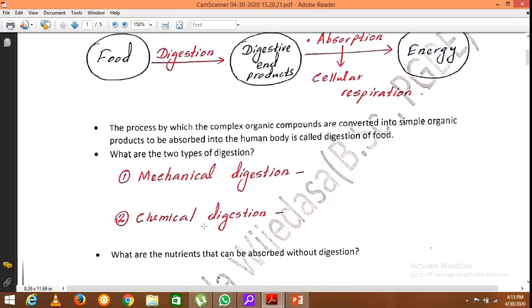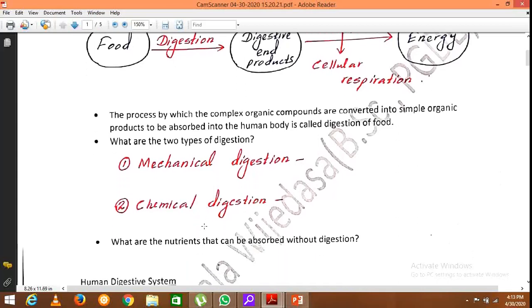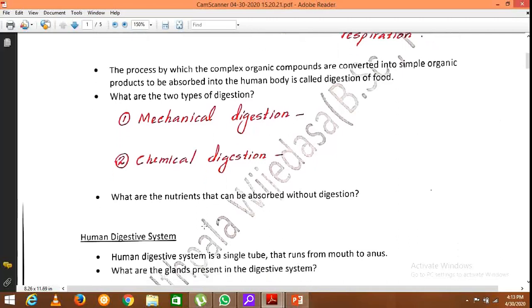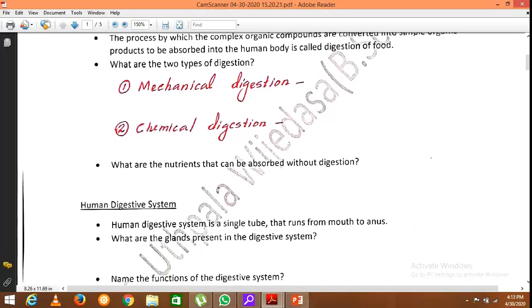There are certain nutrients that can be absorbed without digestion. Some examples are vitamins, minerals, and the simple sugars, or what we call monosaccharides, like glucose, fructose, and galactose. And water is also absorbed directly into the body.